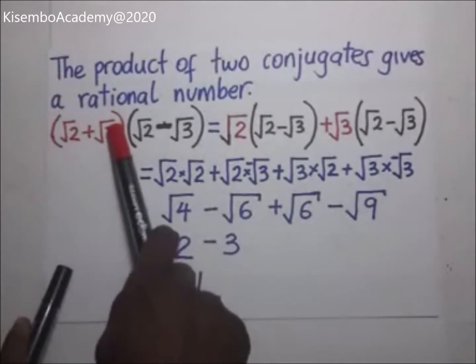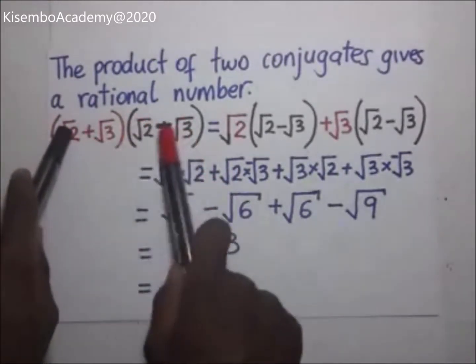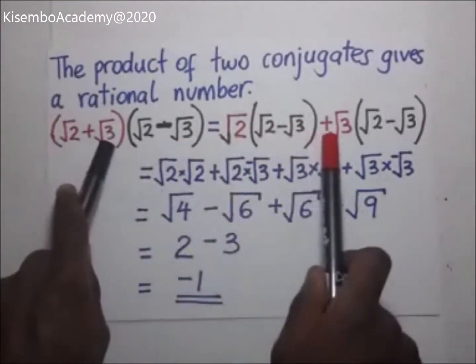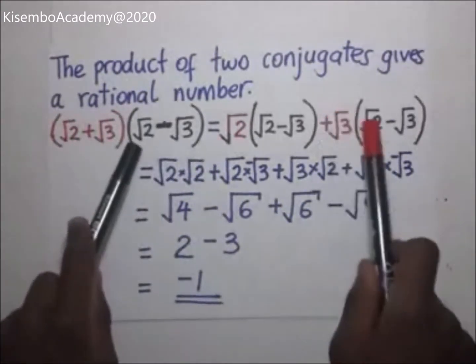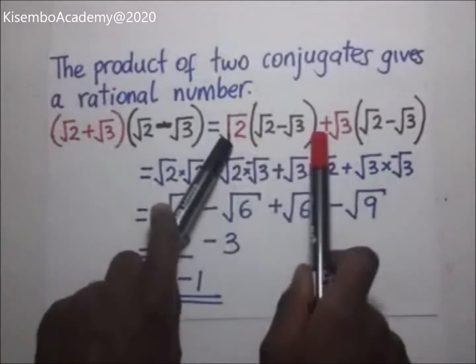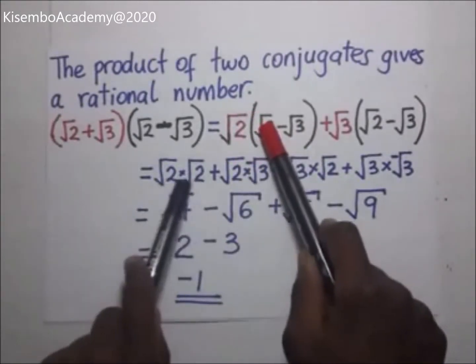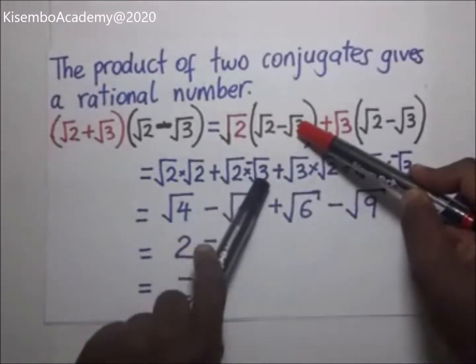So it means we're going to multiply this bracket by that bracket. It is going to be root of 2 times this, which is root times that. Then we have plus root of 3 multiplied by that whole second bracket, which is this. Definitely here we shall keep opening brackets. Root of 2 times root of 2, which is this. Then plus root of 2 times negative 3, which is that.